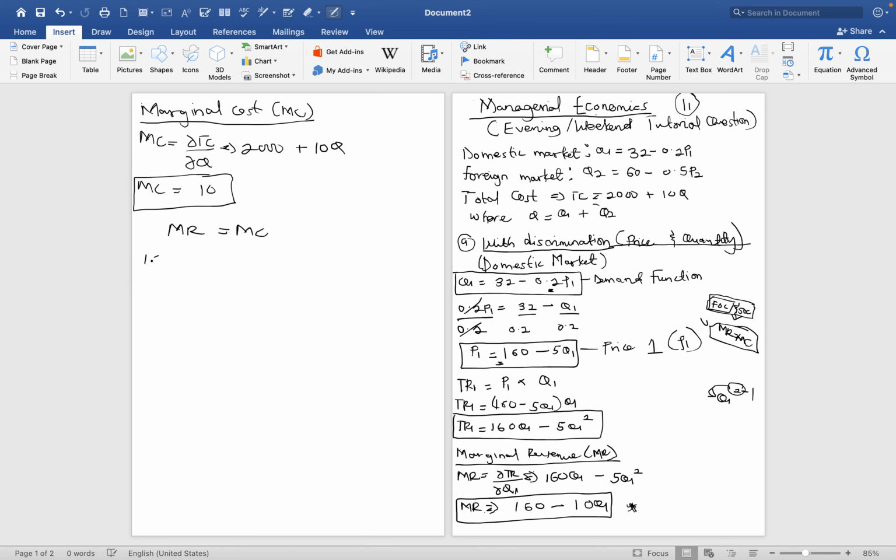So we have 160 minus 10Q1 is equal to marginal cost. The marginal cost is this. We had 10, so we group like terms. This is 160. The 10, you move it to the left-hand side, minus 10. You move this, it becomes positive 10Q1. So 160 minus 10 would give us 150. So I have 150 is equal to 10Q1. Since we are finding Q1, this is over 10, this is also over 10. So Q1 is equal to 15.